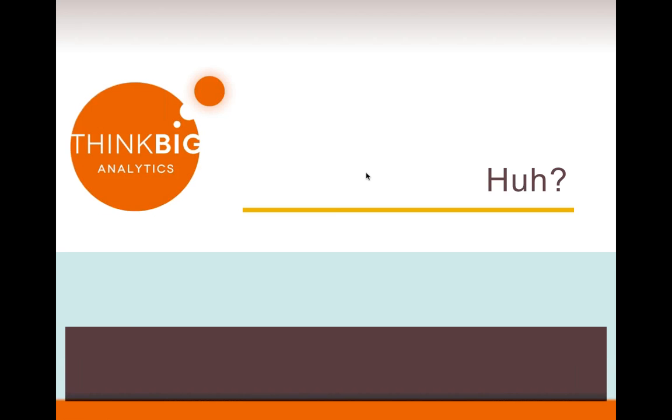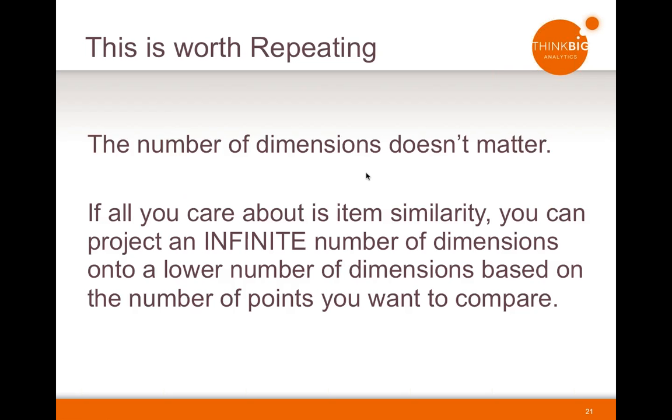I know that sounds a little complicated, but it is worth repeating. So I'm going to say this one more time. The number of dimensions doesn't matter. If all you care about is item similarity, no matter how many dimensions you have, an infinite number of dimensions can be projected onto a lower number of dimensions based on the number of points. So it's not the dimensions, it's the number of points that matters. And even though it's the number of points that matters, like we said, it's that log n nature. So lots and lots of points can still be represented on a smaller number of dimensions.